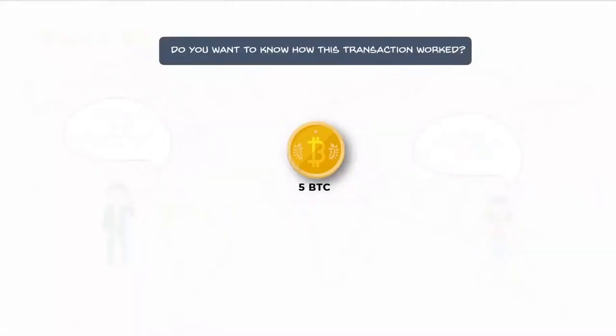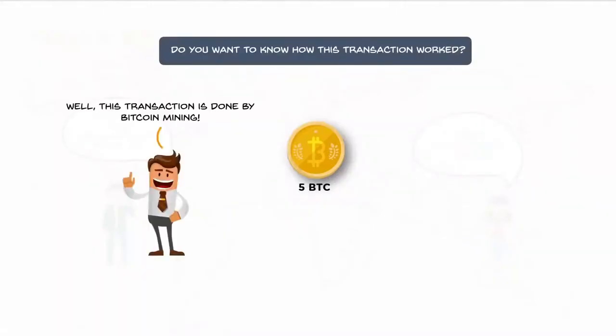Now, do you want to know how this transaction works? Well, this transaction is done by Bitcoin mining. So we will go deep and understand how the Bitcoin transaction works, what entities are involved behind the scenes in order to maintain the sanity of the Bitcoin network and make sure that whomever you wanted the Bitcoin to reach has received it, and there is no loss of Bitcoin in the network, and it is a successful transaction. So let's understand certain basics.